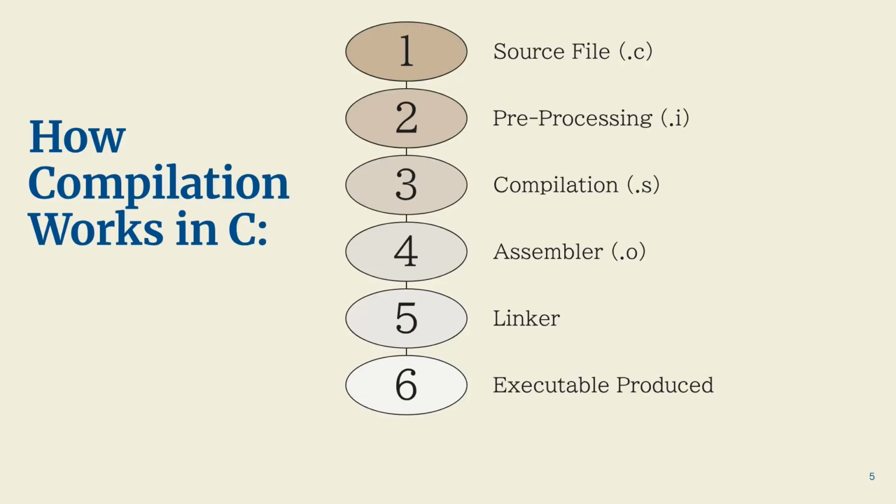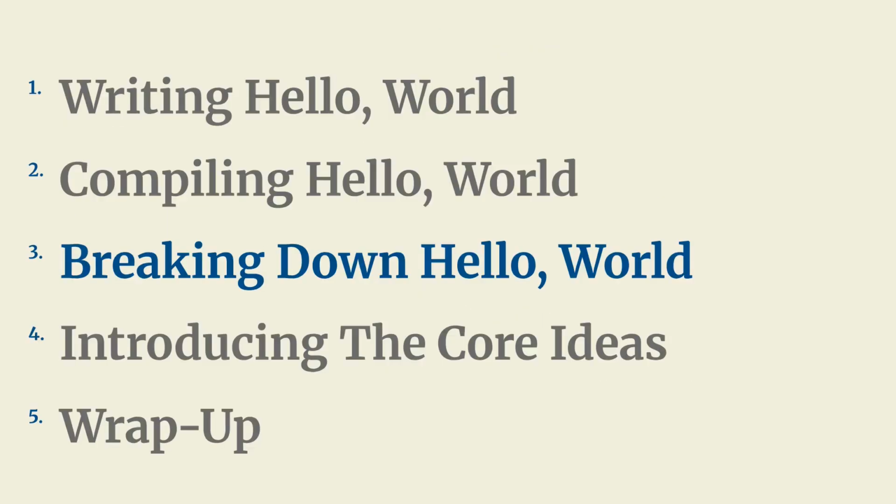So it assembles it all together, then it links it all, and then it produces the output, which is your executable, the program you can actually run. And so to break down hello world, now that we've talked about how compilation works at a very high level, this is what you should have written.